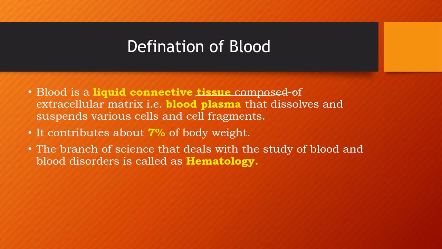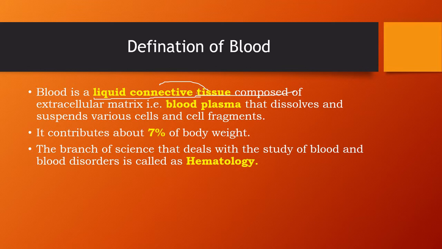So why is it liquid connective tissue? Because it is a connection between each cell to cell, or each tissue to tissue, because every cell requires oxygen and nutrients, and blood is the medium through which every cell gets nutrition. So that's why it is liquid connective tissue. It connects every cell to cell, with the help of blood vessels.